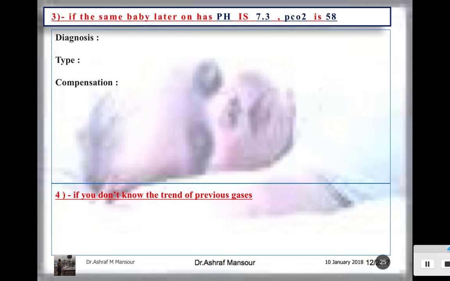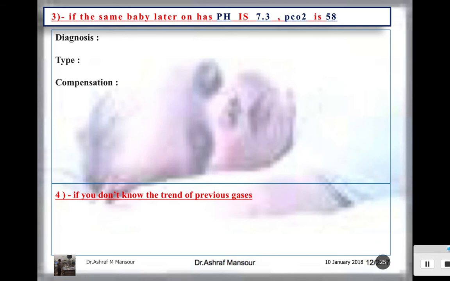If it's the same baby, and later during the stay on mechanical ventilation we find that the pH starts to improve to 7.3, while the PCO2 deteriorates to 58. So what is the diagnosis here? 7.3 is near normal, but it is still acidosis, and the PCO2 is the respiratory element, so it is respiratory acidosis. But the pH before was 7.25 and here it becomes 7.3.